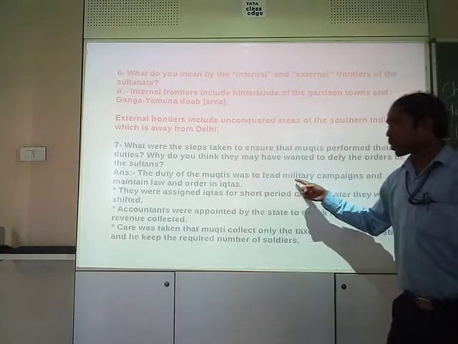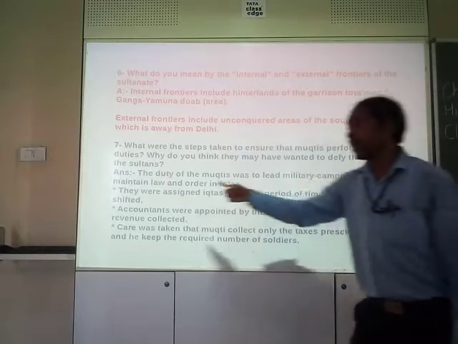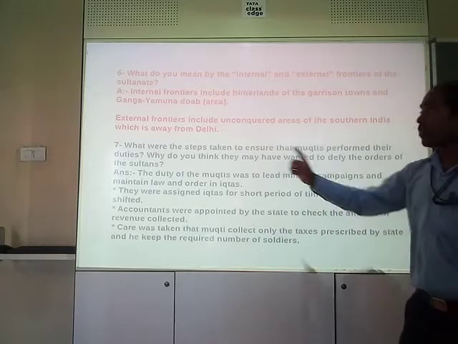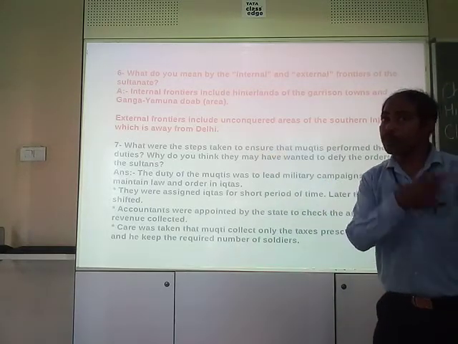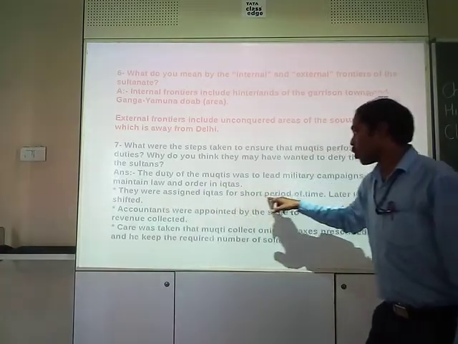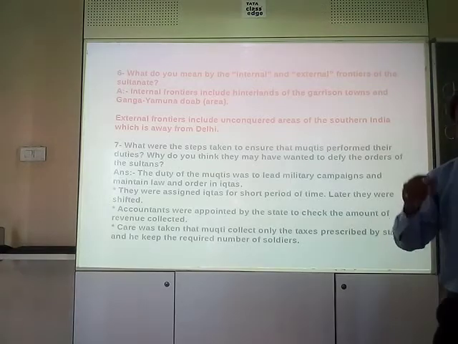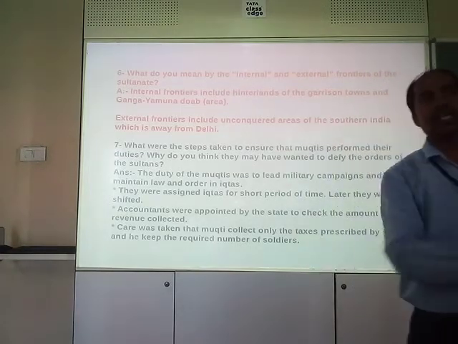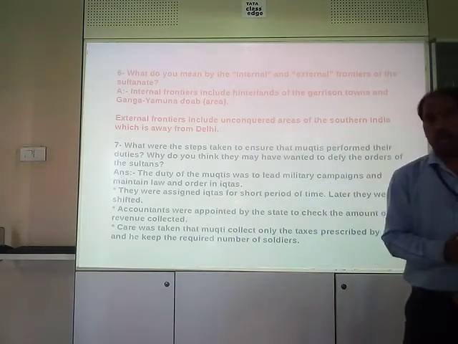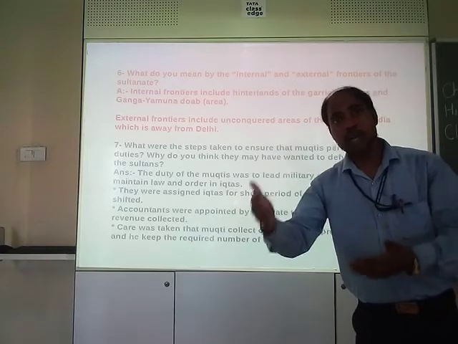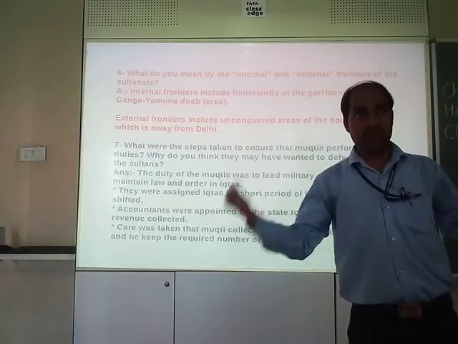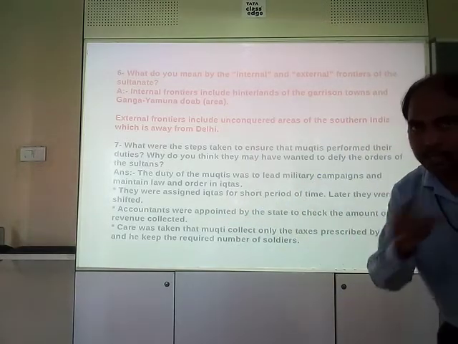So the duty of the Muktis was to lead military campaigns and to maintain law and order in Iktas. Now, what were the steps taken to ensure that they would perform their duties honestly? They were assigned Iktas for a short period of time. The kings gave them a piece of land, but for a shorter period of time. If they remained on the land for a longer period, they might think of that land as their permanent land and become king over there, isn't it?